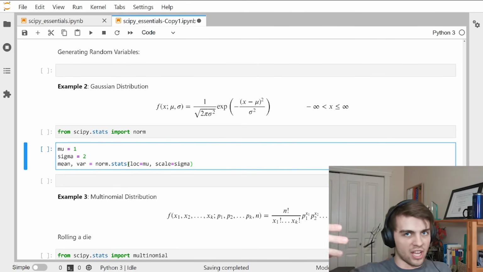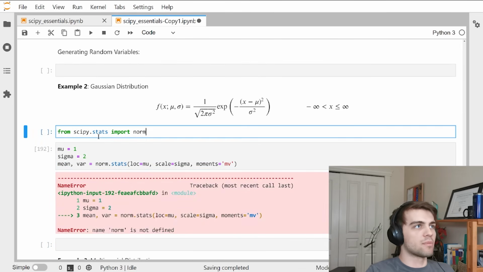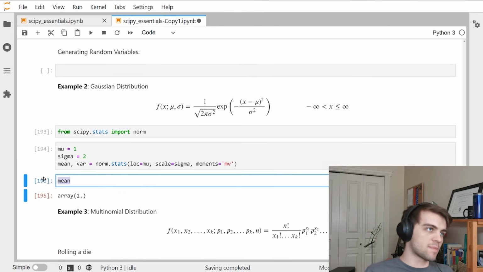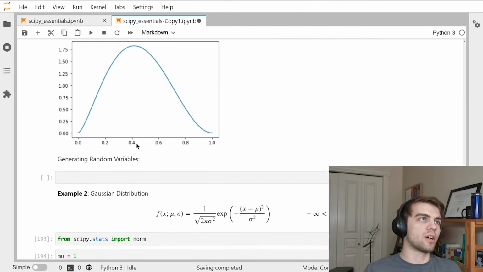These are location and scale families, if you ever look into statistics more. And I just want the moments, as mean and variance, right? And I need to import it. And I can look at mean and variance, for example. Mean is 1, just like I expected. Variance should be 4. Standard deviation is 2. Variance is 4. So like before, we can plot this distribution.